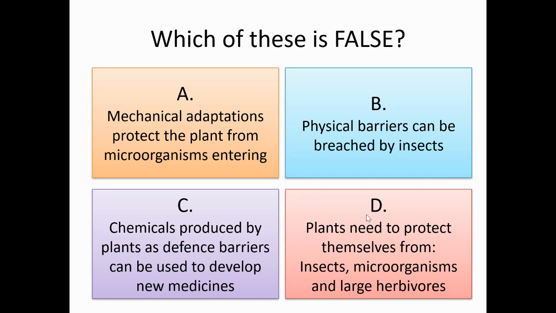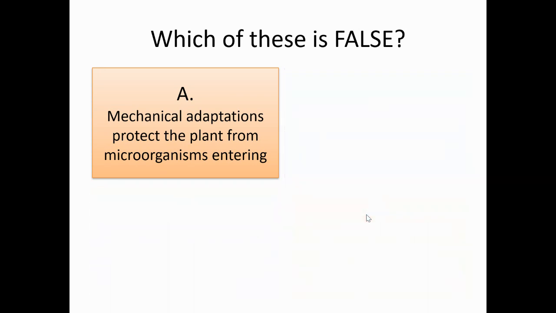Okay, welcome back. Which one is wrong? It is, of course, the first one. Mechanical adaptations protect the plant from microorganisms entering. Nope, it's not mechanical ones. That would be physical. Mechanical adaptations protect the plant from herbivores.